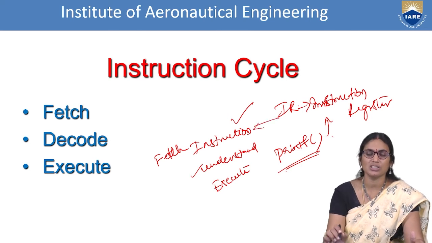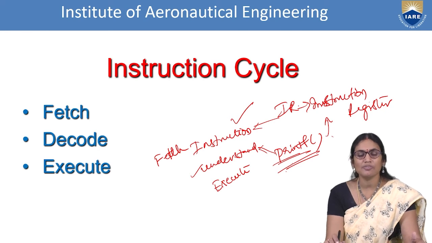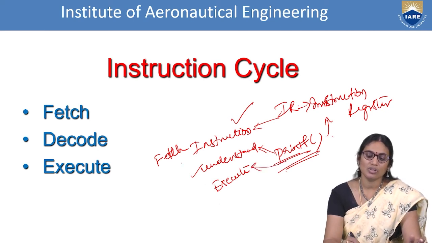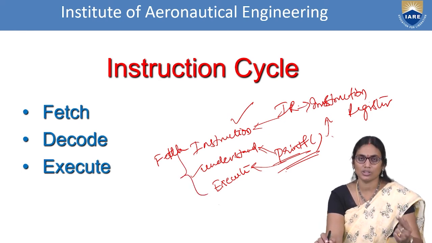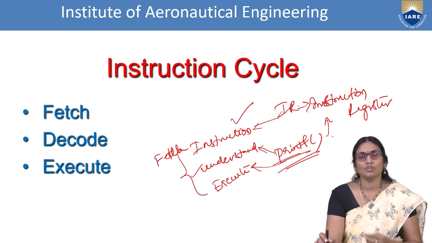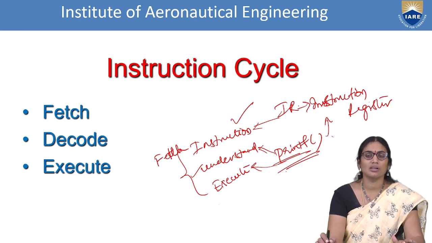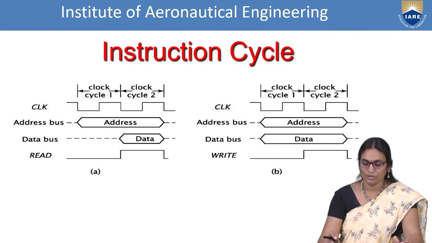That means the fetch operation is performed. Next, it has to interpret what exactly the statement means, so it has to understand. Now, what is the intention of printf? It has to print, so that has to be executed. These are the three basic things which have to be performed for executing a single line of instruction. Because of this, an instruction cycle is a combination of three phases: first the fetch phase, second the decode phase, third the execute phase.